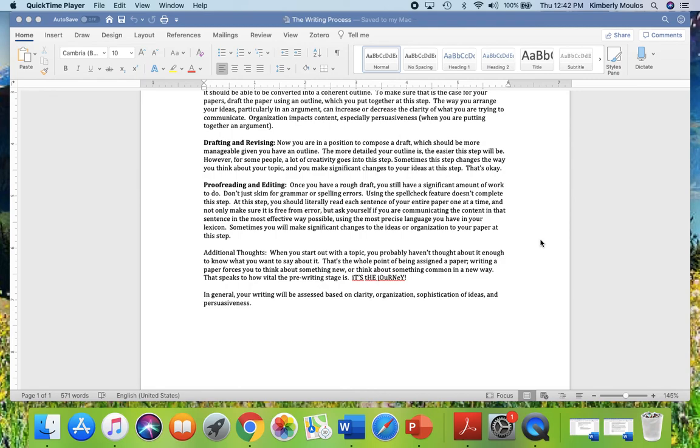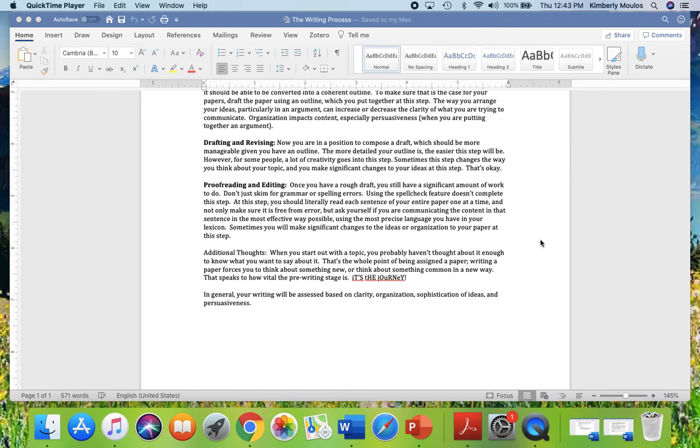Once you have a rough draft, you still have a significant amount of work to do. Don't just skim for grammar or spelling errors. Using the spell check feature doesn't complete this step. At this step, you should literally read each sentence of your entire paper one at a time and not only make sure it's free from error, but ask yourself if you are communicating the content in that sentence in the most effective way possible using the most precise language you have in your lexicon. Sometimes you will make significant changes to ideas or the organization of your paper at this step.